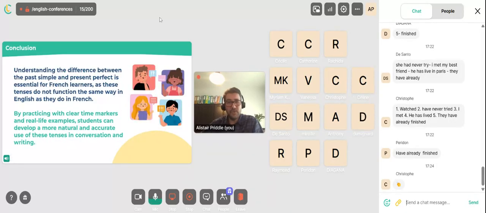Well, guys, we've come towards the end of the lesson today. We just have our conclusion to think about. So here it is. Understanding the difference between the past simple and present perfect is essential for French learners, as these verb tenses do not function the same way in English as they do in French. By practicing with clear time markers and real-life examples, students can develop a more natural and accurate use of these tenses in conversation and writing.